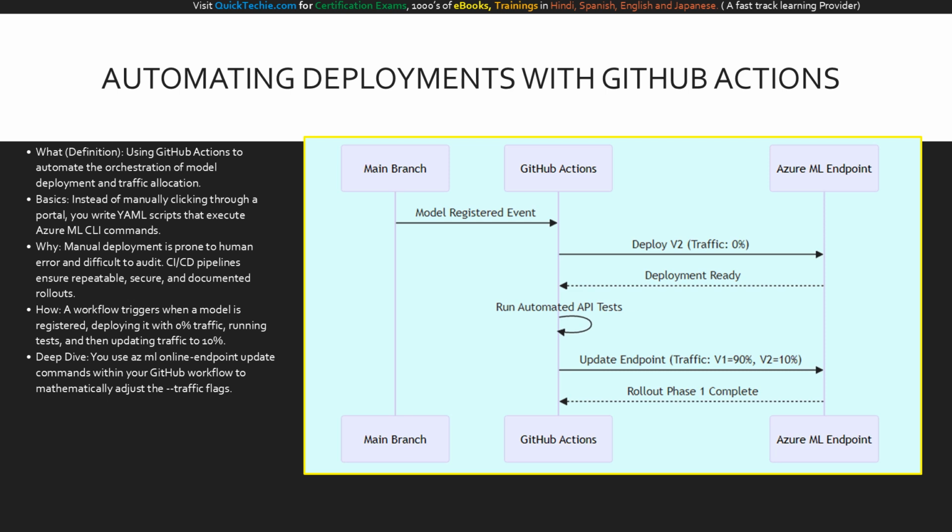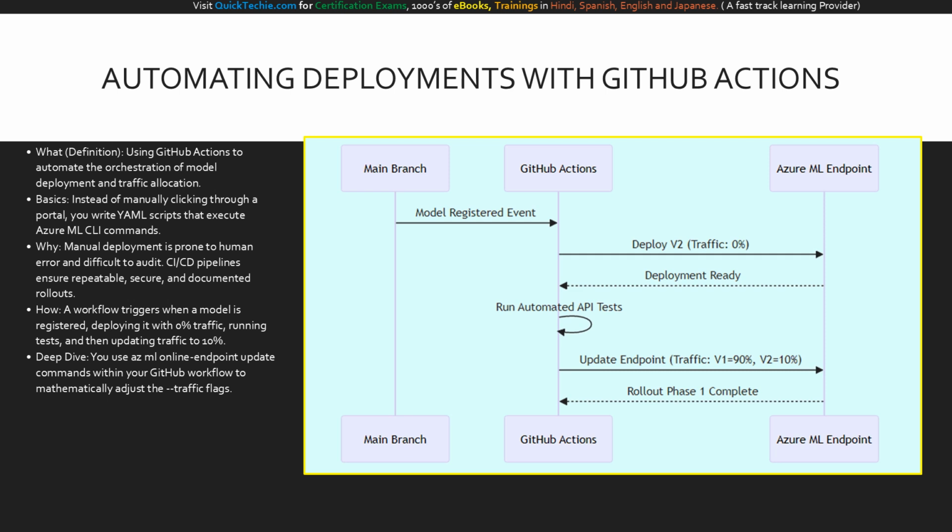Why is automation a requirement? Because manual deployment is prone to human error, typos, and is nearly impossible to audit for compliance. CI/CD pipelines ensure that every rollout is repeatable, secure, and permanently documented.